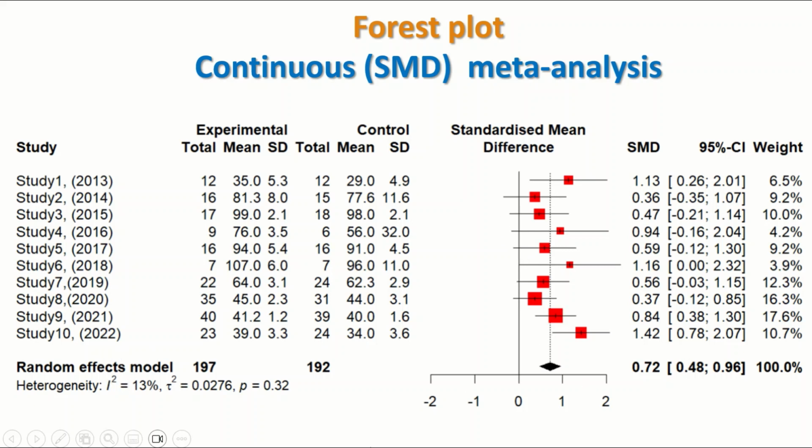And here the third section is the overall effect size, which is the SMD at 0.72, with the heterogeneity test calculated, and the model used here is the random effects model. So this is the format in which the forest plot output will be produced.